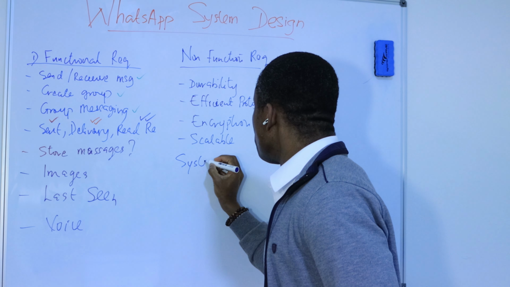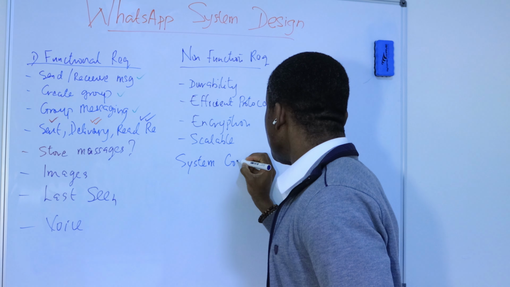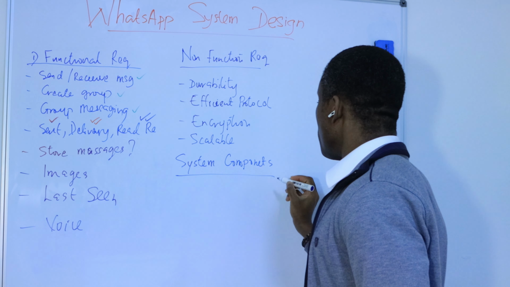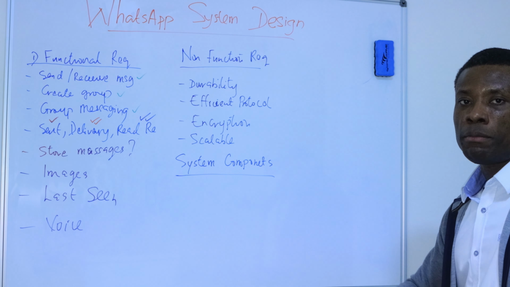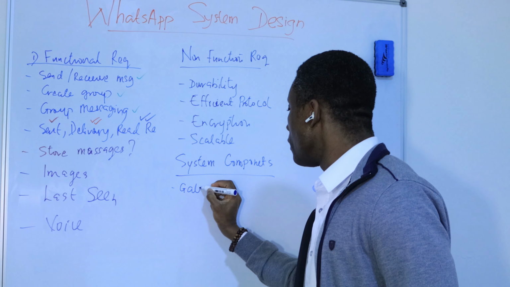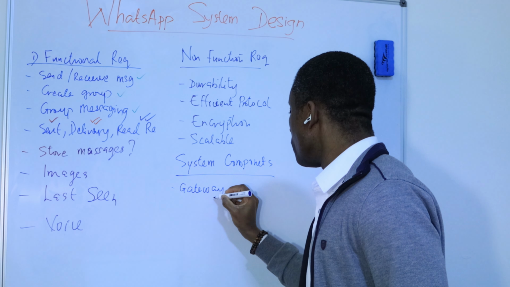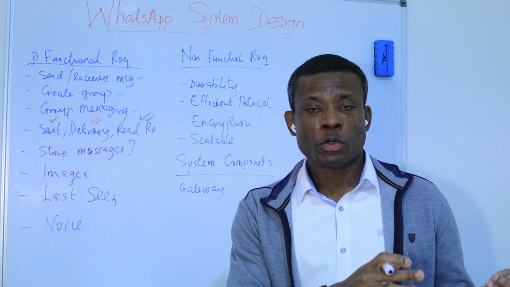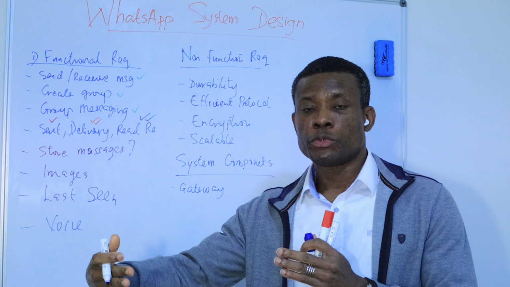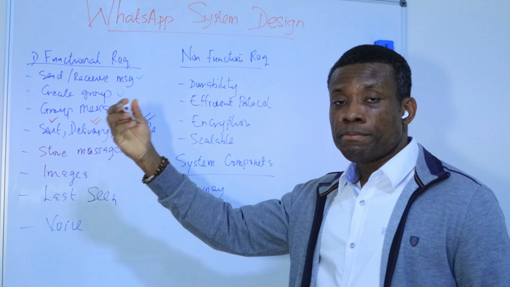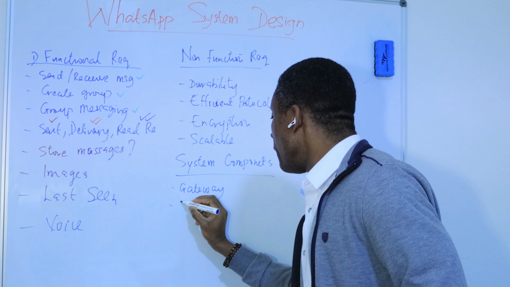System components. I think there should be a number of them. So the first one, we should have a gateway. Each messaging device, maybe a phone or a tablet, must be connected to a gateway for it to be able to send a message to the next item. There should be a message server.